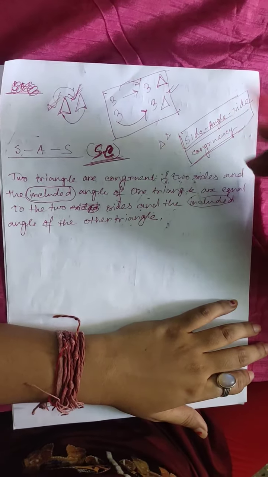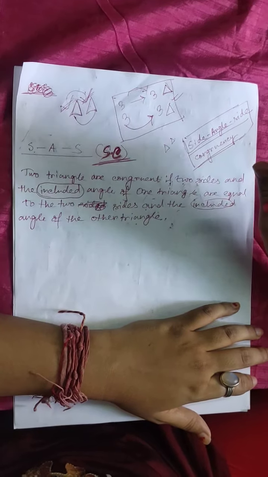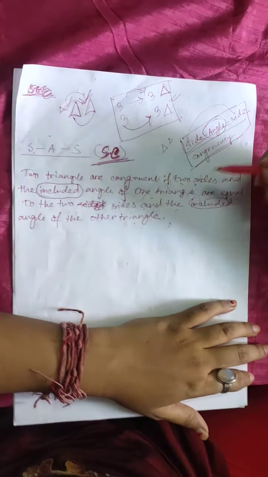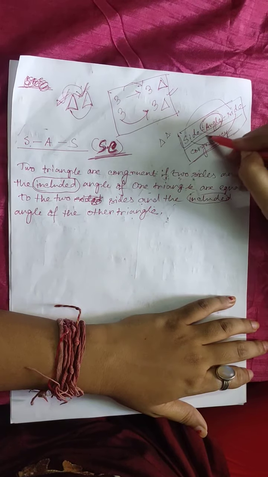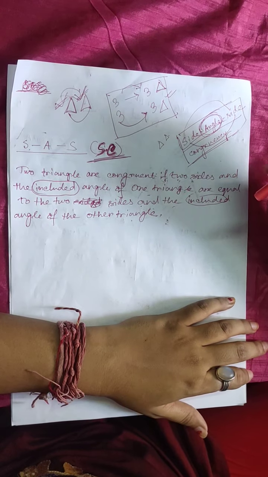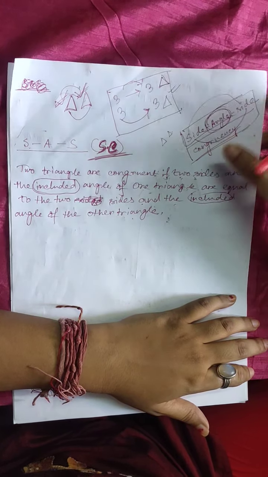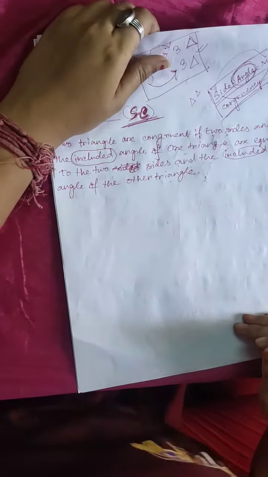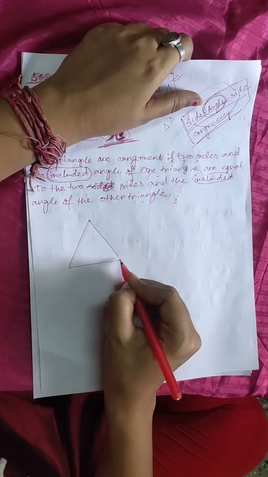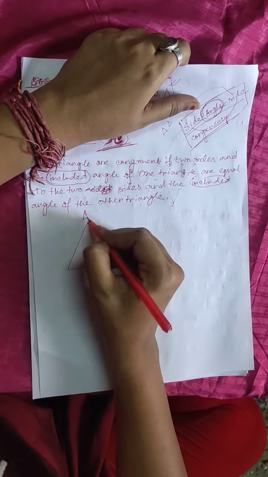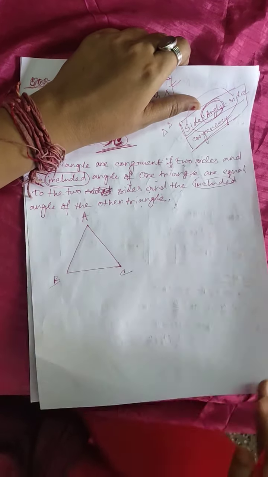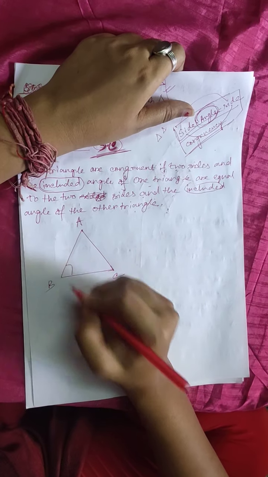Okay, so two triangles will be congruent to each other if two sides and the included angle of one triangle will be equal to the two sides and the included angle of the other triangle. Then those two triangles will be known as congruent triangles. So let's draw the figure here. Suppose there is a triangle like this, A, B, C. Okay, there is a triangle like this, and here is the angle B.